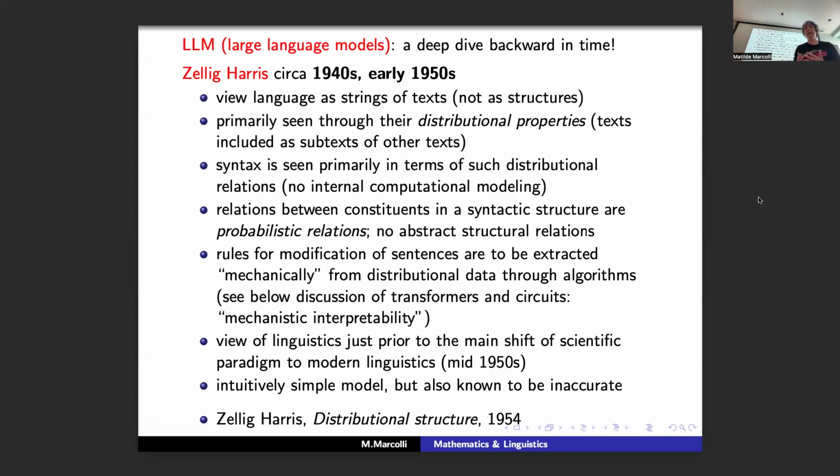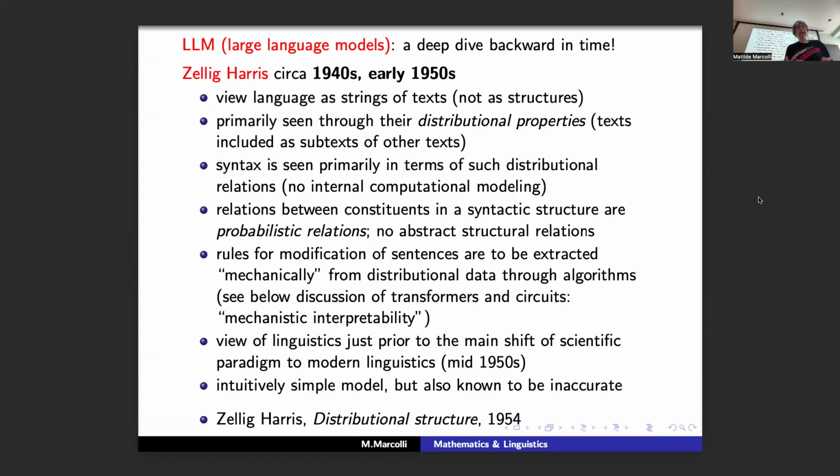And this actually, I will come back to this idea, because it's this kind of mechanical way of extracting whatever rules you want to describe about language. It is actually very closely related to a particular point of view now in the theory of transformers in large language models, which is the idea of circuits and mechanistic interpretability, which I'll come back to.